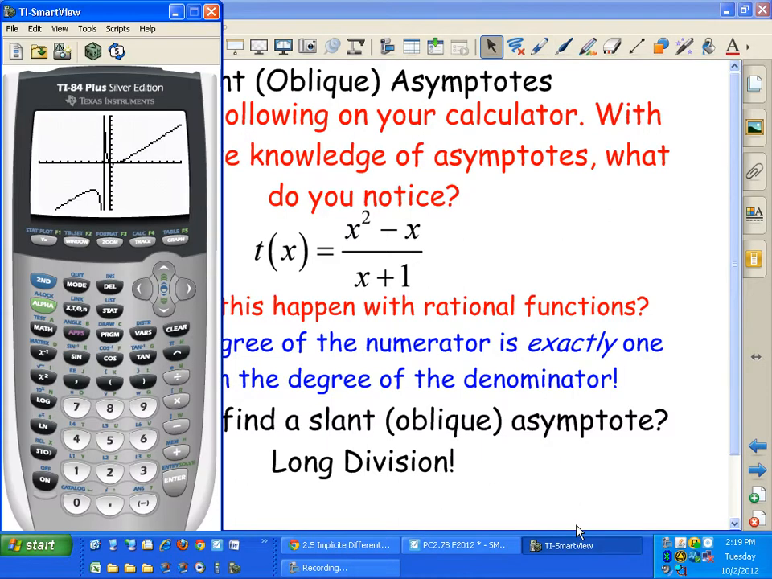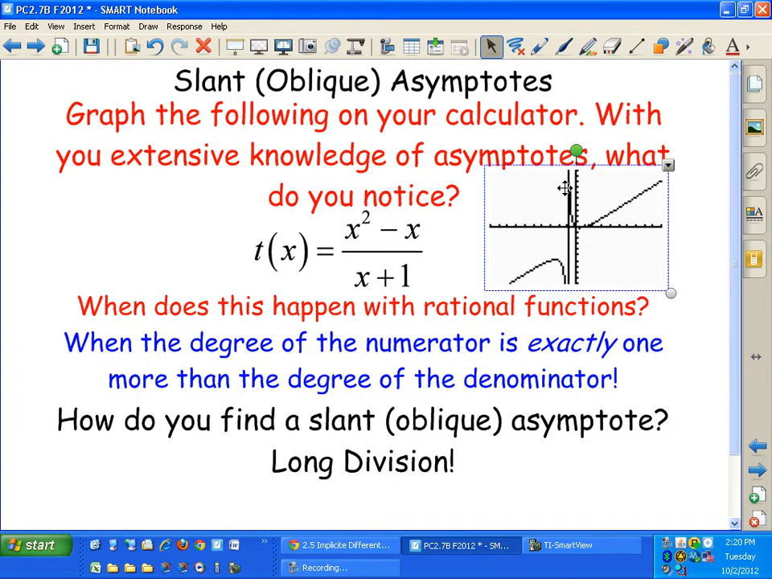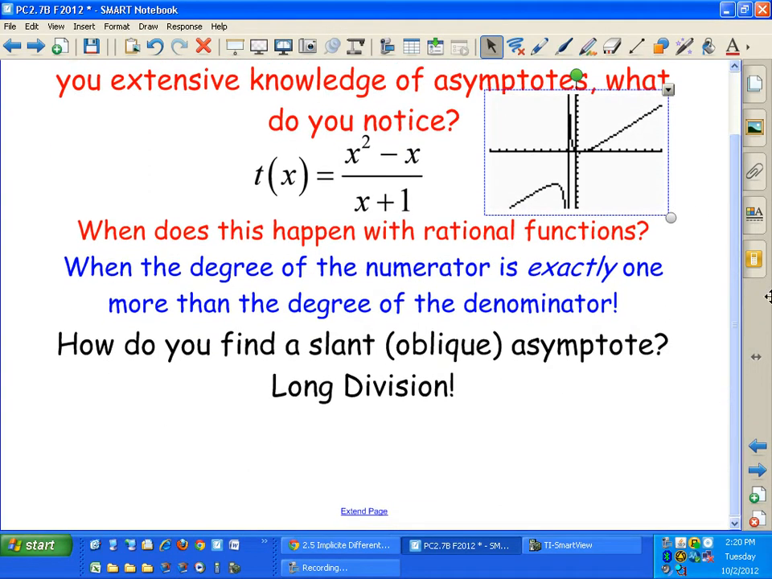So the first thing I did here is I graphed the function, and actually let me go back to your y equals. There's how I typed it in: x squared minus x divided by x plus 1. And so then when I graphed it, I get something that looks like this. And so you can see that there's a vertical asymptote at x equals -1, but there is no horizontal asymptote. But you can see that there's some function here that is giving me this line that would be basically the end behavior. So when the numerator is exactly 1 more than the denominator, we find a slant asymptote by doing long division. So let's model that right now.